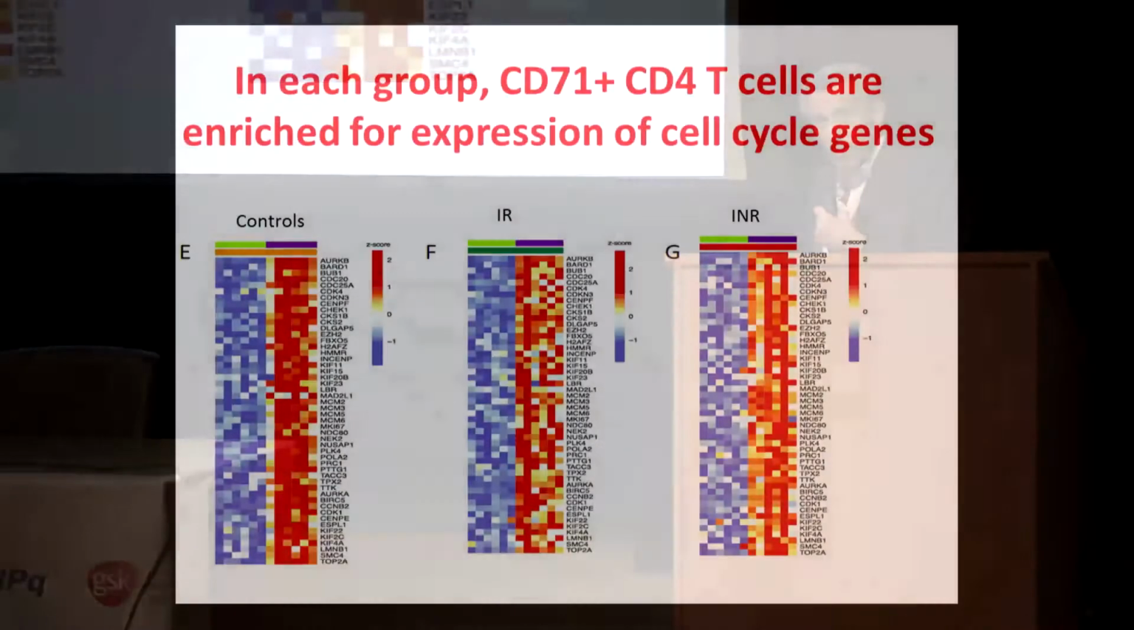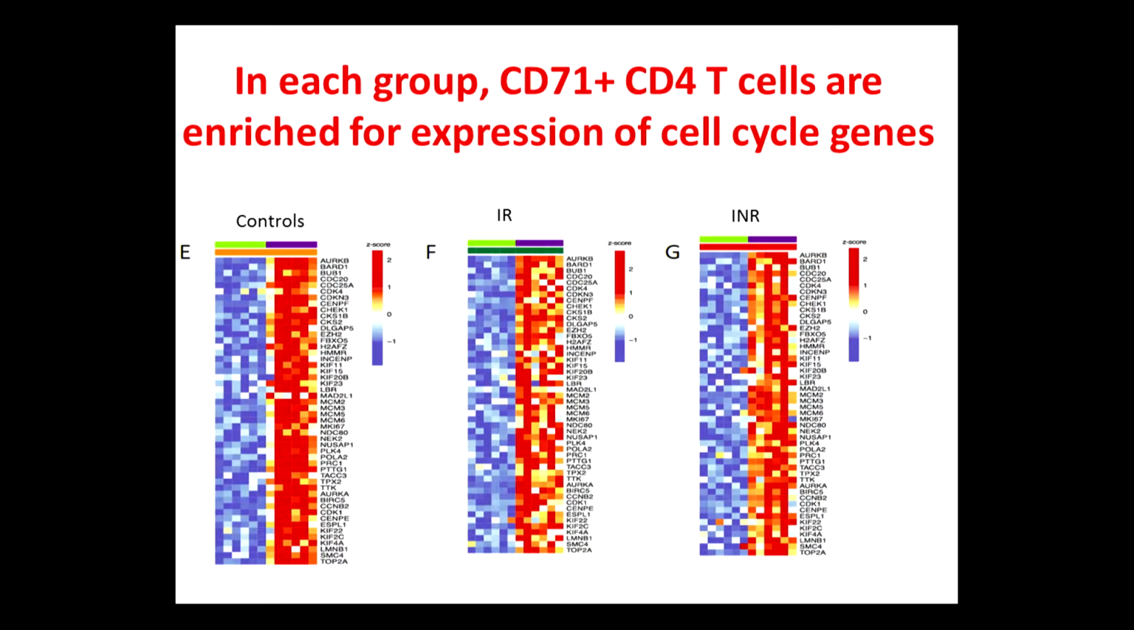Just to confirm that this marker of cycling is a good marker of cycling, we show here in the three populations, controls, immune successes or immune responders, and immune non-responders, in green the CD71 negative cells, in purple the CD71 positive cells. We see upregulation in the CD71 positive cells of all the transcriptional elements that are associated with cell cycling. So sorting on CD71 expression reliably identifies cells that are in cell cycle, and that's the case for each of the three populations.